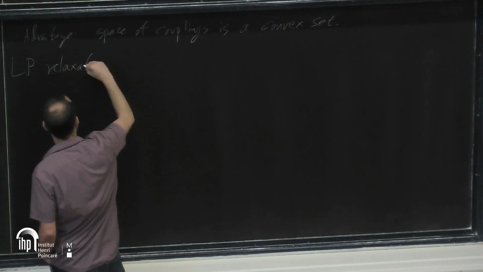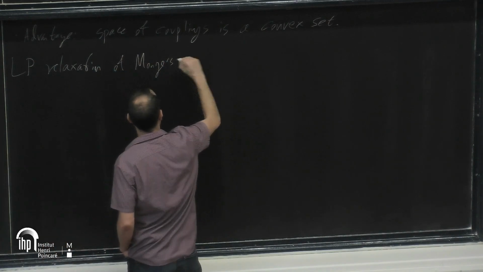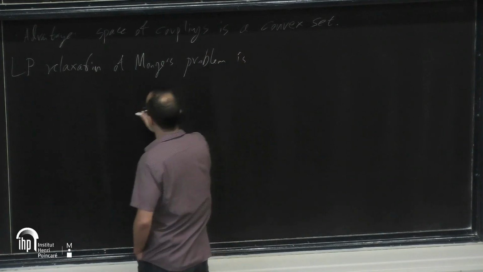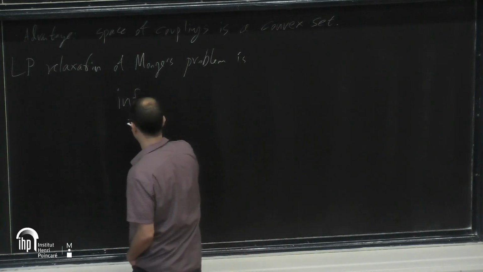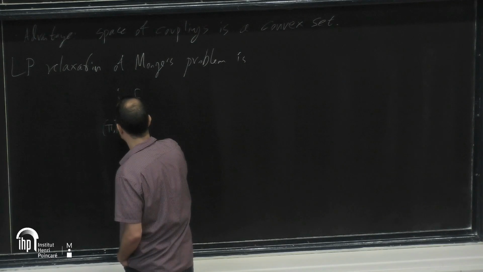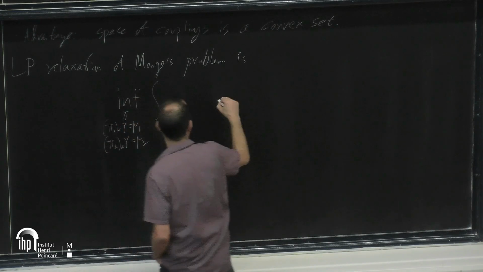The linear programming formulation of the Monge problem is what? I'm going to take the infimum not over all maps, but over all couplings. So let's write it over all gamma such that pi 1 of gamma is mu1 and pi 2 of gamma is mu2. And what is the cost now?